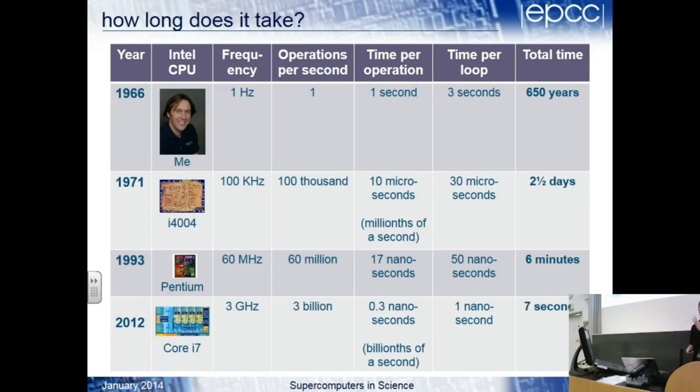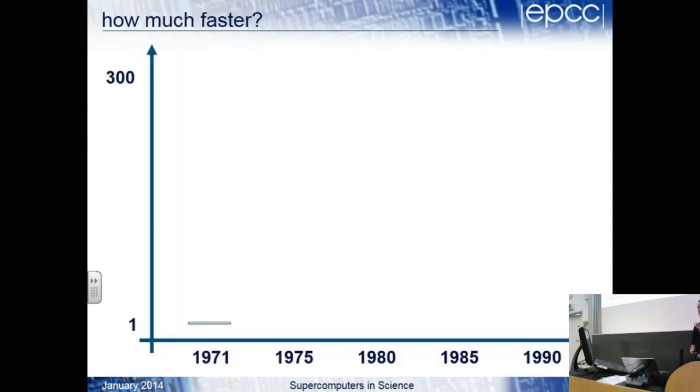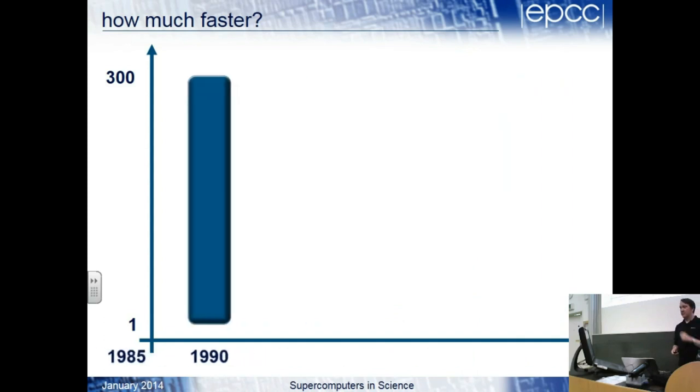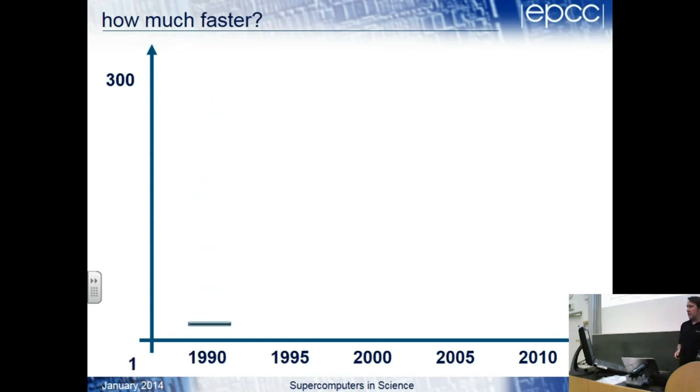So I've talked about time here. I want to convert this into performance. So I've just got some graphs here. So I'm going to say my performance, my speed, was 1. And what you see is that over the years, you get this exponential increase in performance. And it gets so big that, of course, I have to redraw the scale. And so as processors got faster and faster, I'm going to have to redo the scale here, shrink it down.